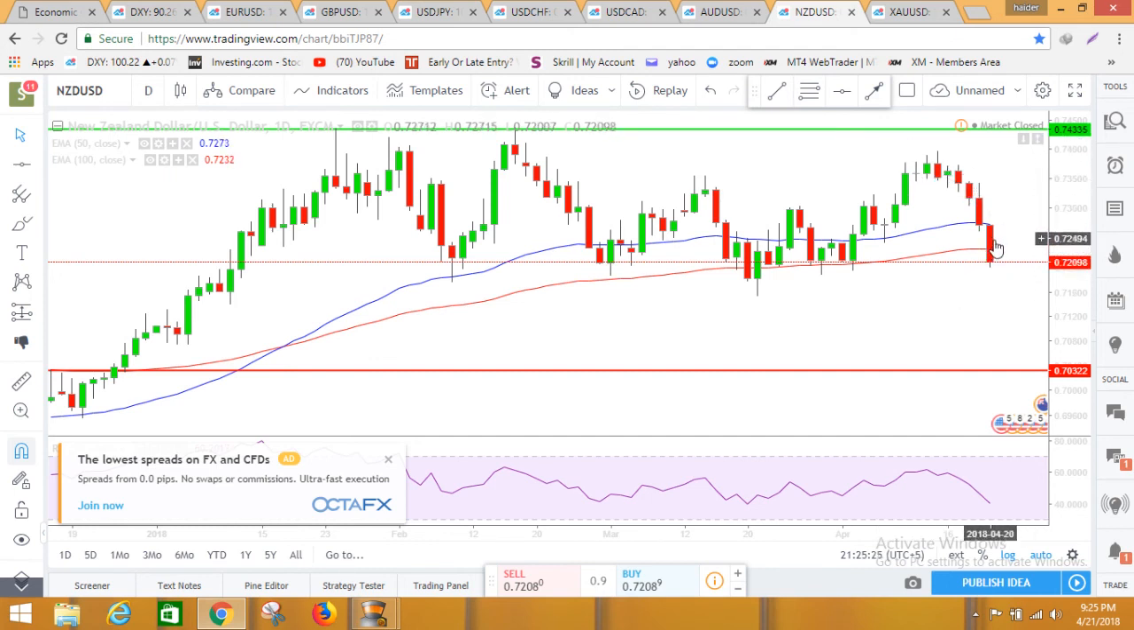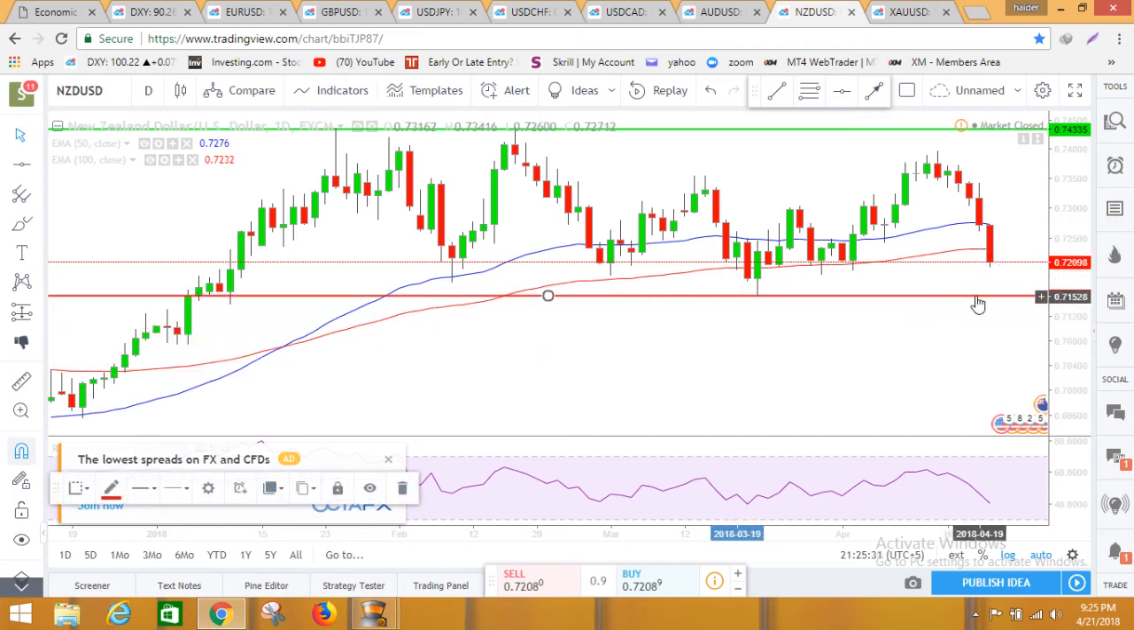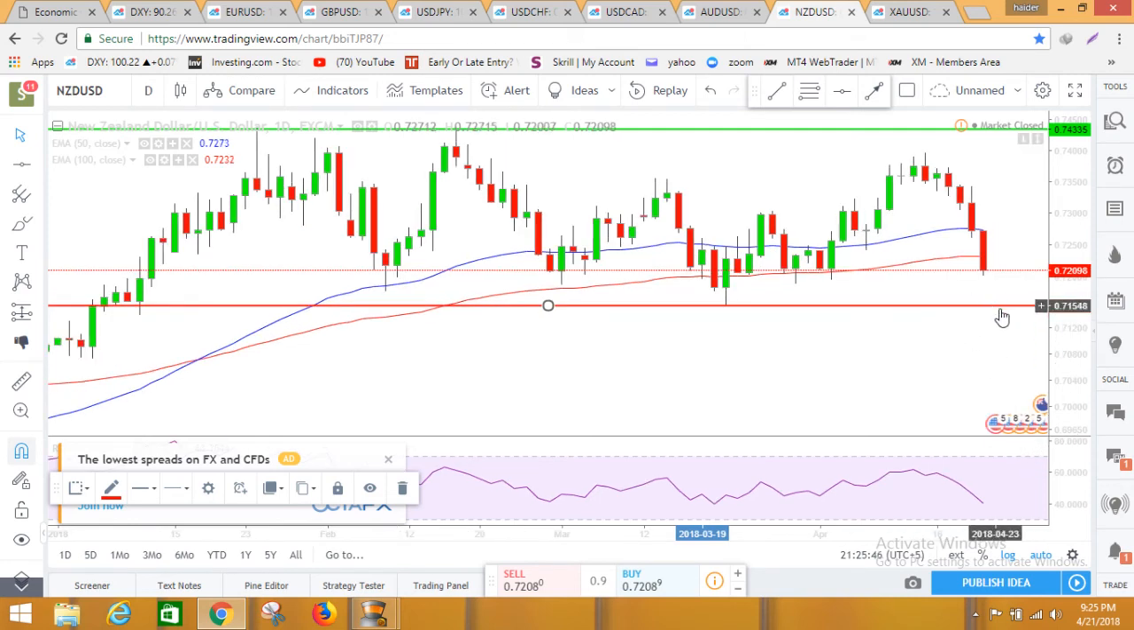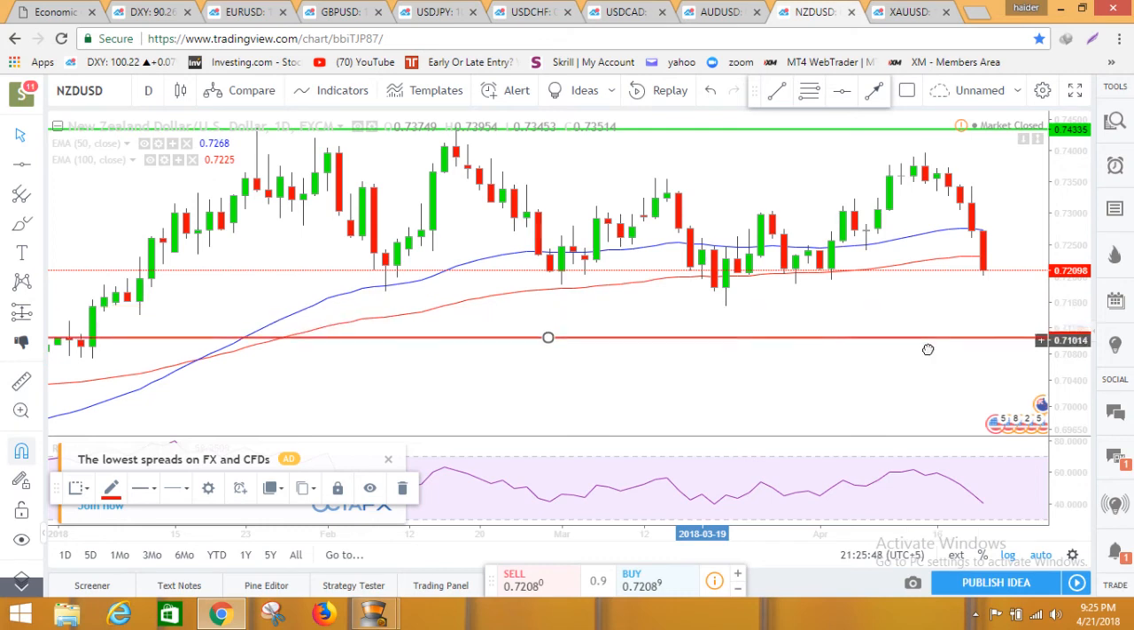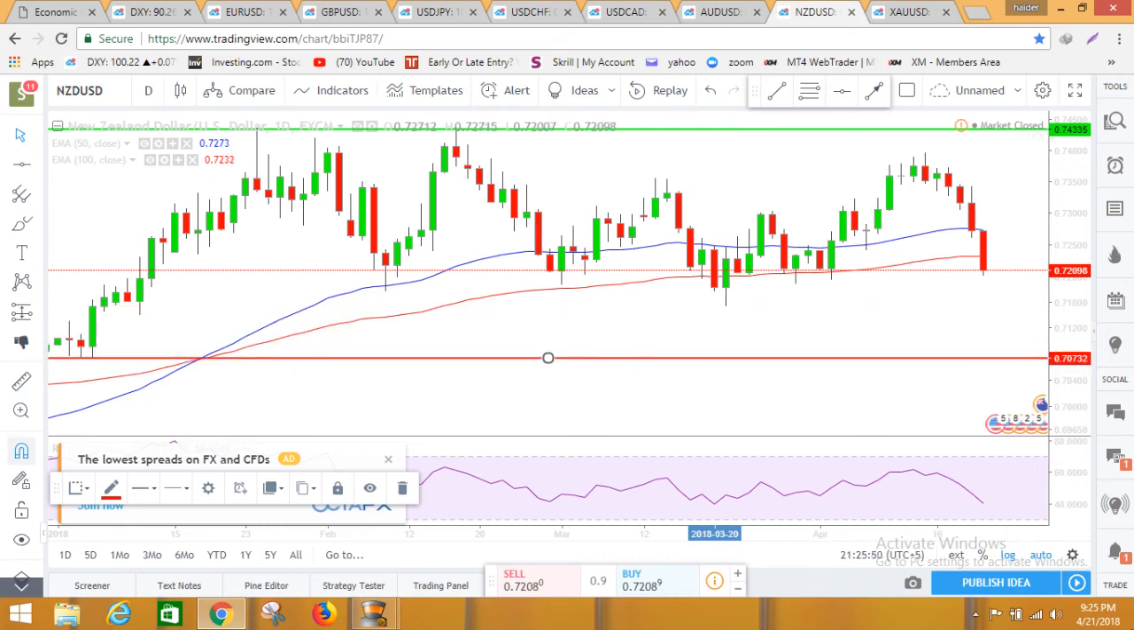Right now it has just crossed the 100 moving average, and it might try to go a little below. It can come to 0.7154, and from here it can go and try to reach around 0.74 again, but not that sure. If it breaks this level, then it's heading much lower, and it can even come to 0.7070.